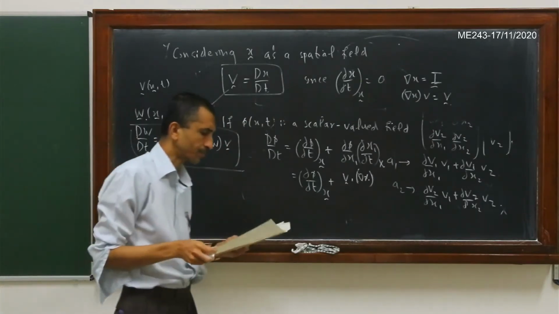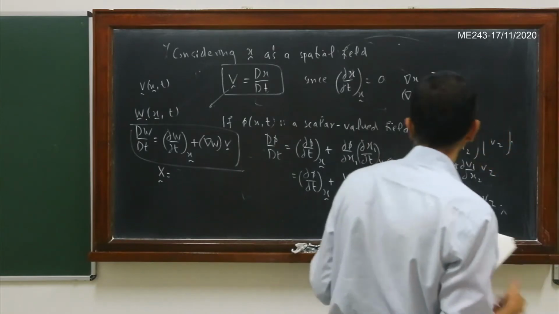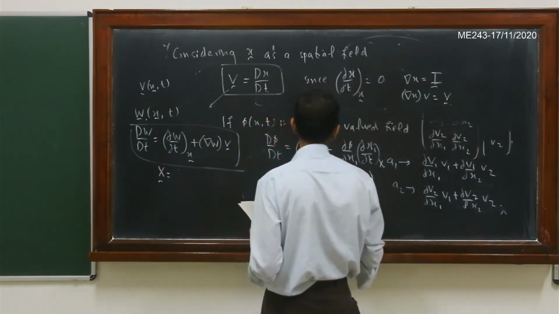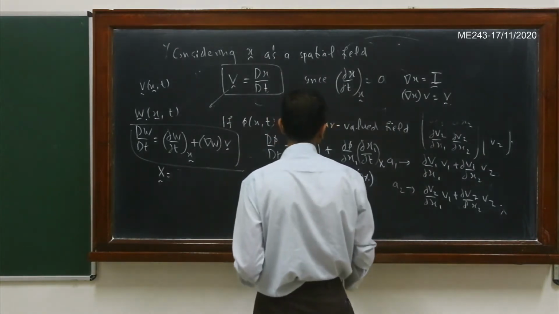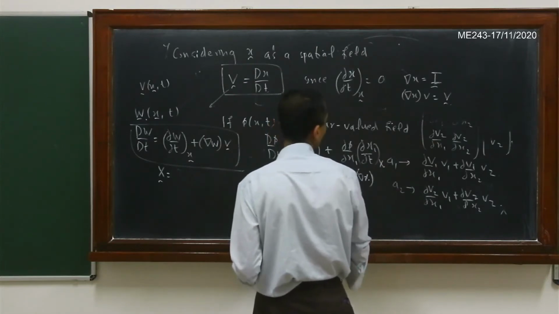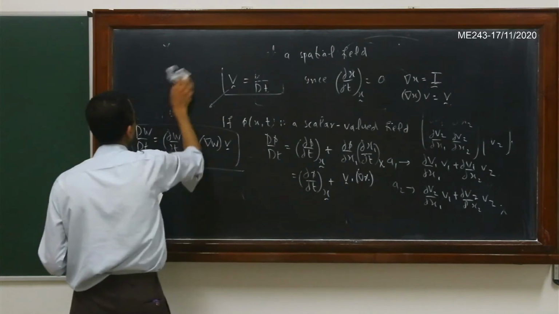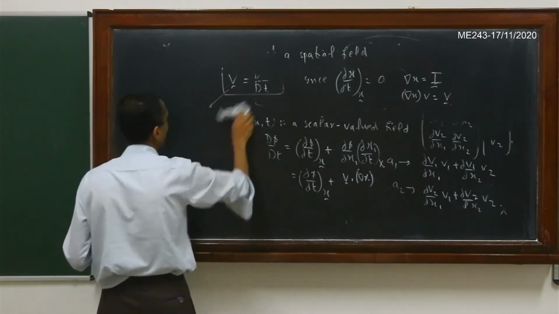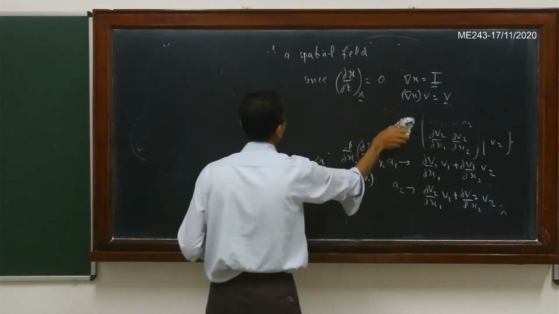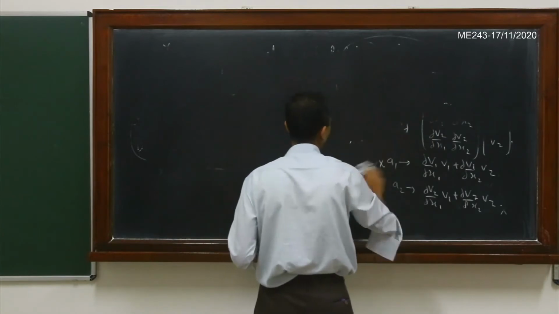Fine. Now let us move on. We will now define this term, this del v. I think I erased it, but the term del v will occur very often. So we will give it a new symbol and call it the velocity gradient. Okay, so let us define that.